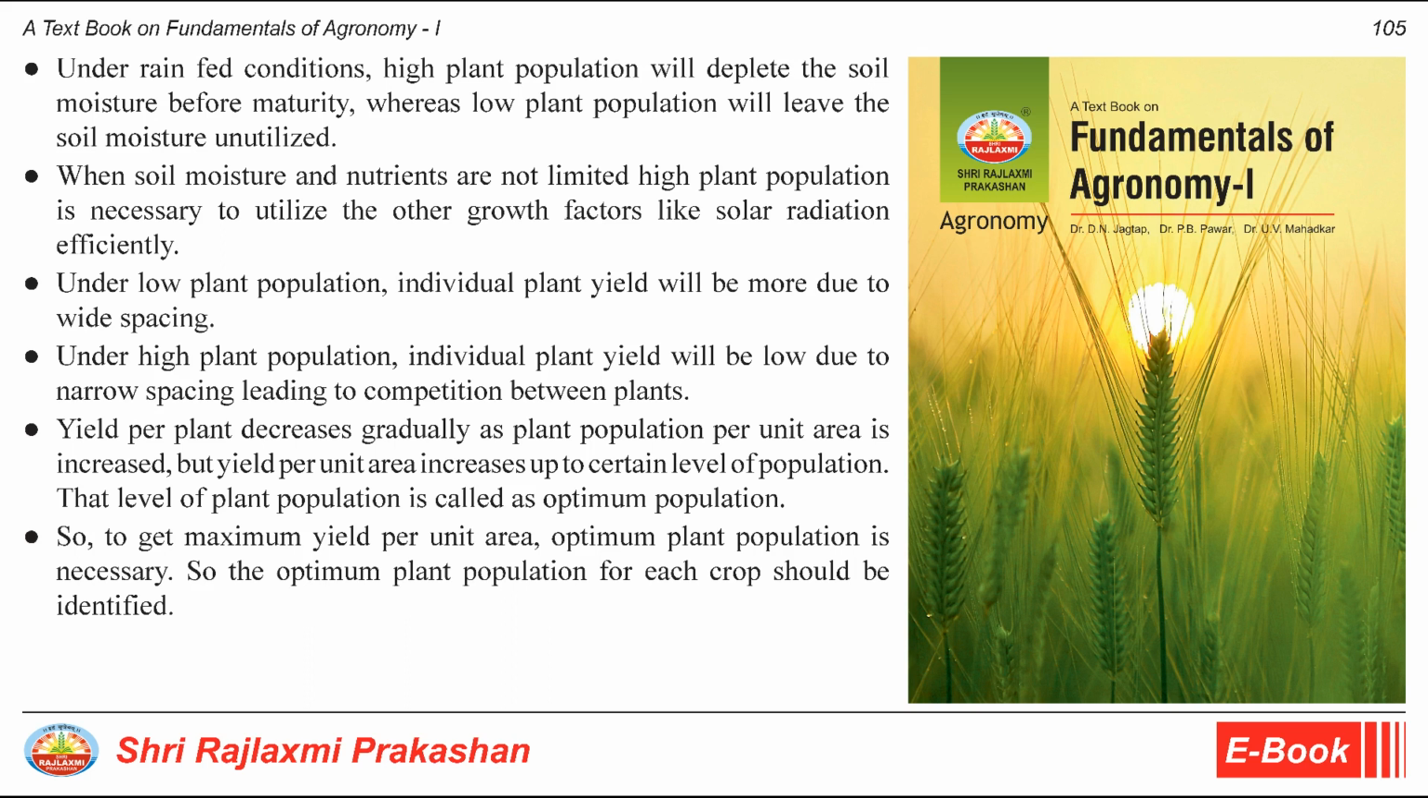Under low plant population, individual plant yield will be more due to wide spacing. Under high plant population, individual plant yield will be low due to narrow spacing leading to competition between plants. Yield per plant decreases gradually as plant population per unit area is increased, but yield per unit area increases up to a certain level of population. That level of plant population is called the optimum population. So, to get maximum yield per unit area, optimum plant population is necessary. So the optimum plant population for each crop should be identified.